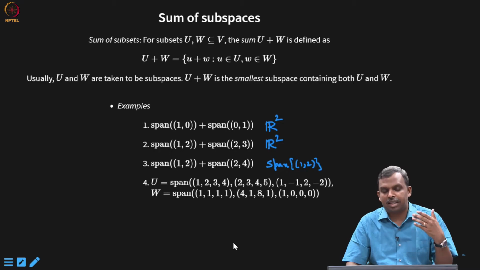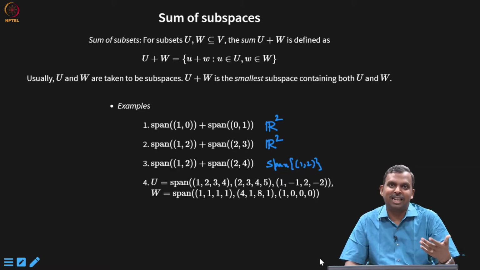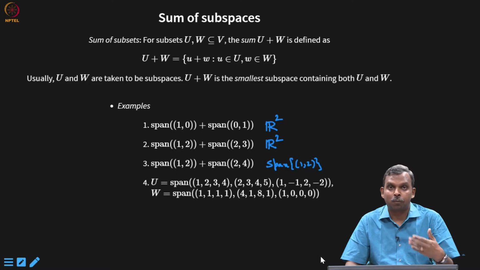Then I have a subspace W which is spanned by 3 other vectors, okay, 1 1 1 1, 4 1 8 1, 1 0 0 0. Okay. And then now if I ask the question what is U plus W, okay, you can start seeing why this is a more difficult question to immediately answer, right. So even for R4 we are having to think a little bit, have a method which would work.